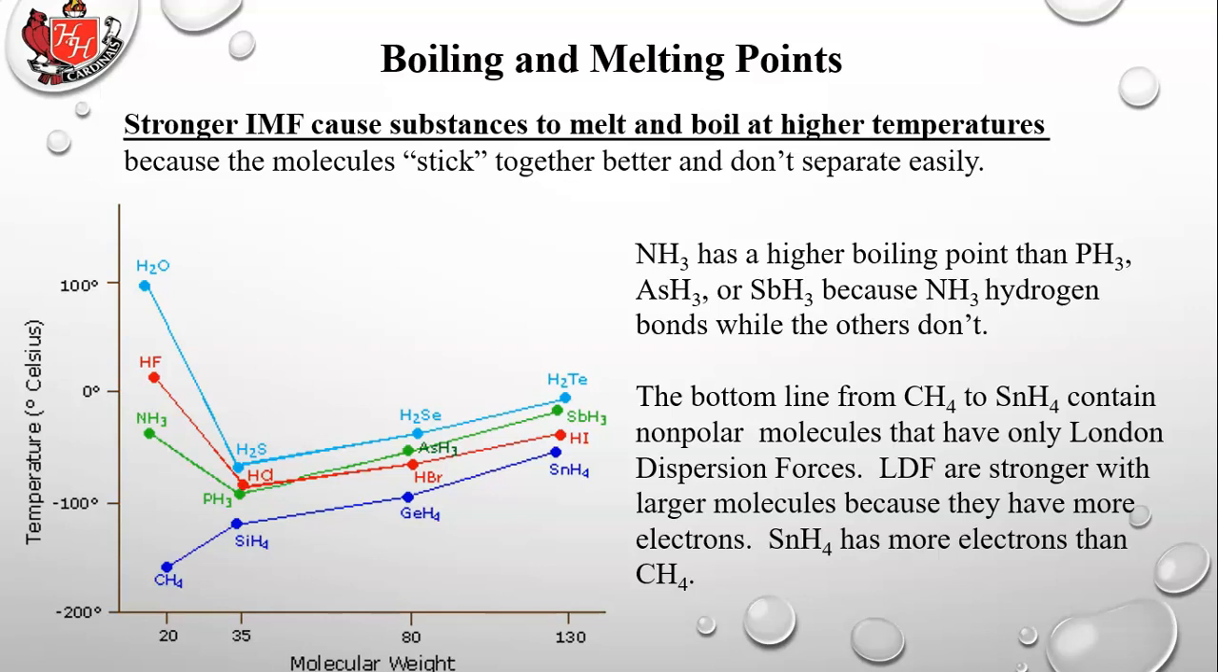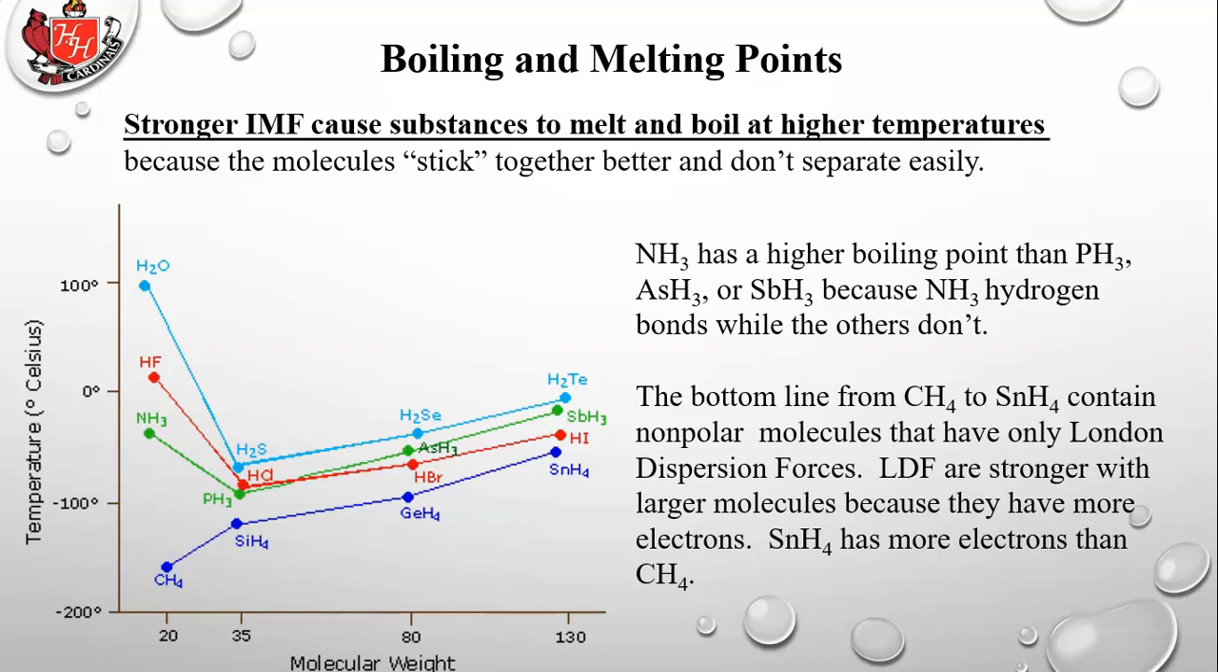All right, now the bottom line has CH4, and then it's all the way to SnH4, and the bottom line from CH4 to SnH4 contains nonpolar molecules. You're going to learn by looking at those chemical formulas why they're nonpolar. We'll talk about that in a few weeks. But they contain nonpolar molecules that have only London dispersion forces, LDF. Those are the weakest type of bonds.